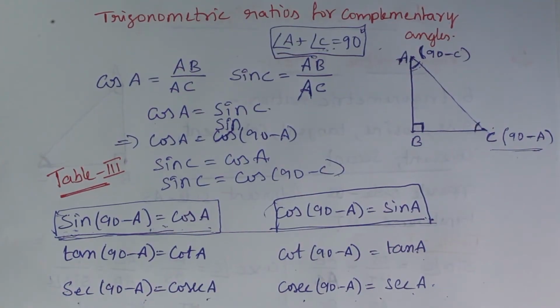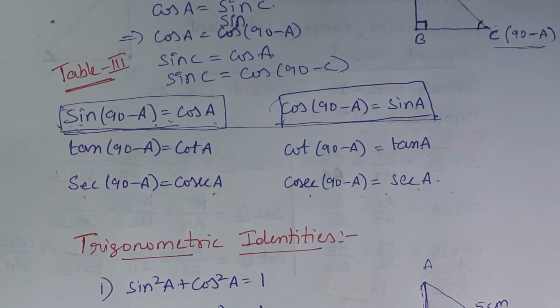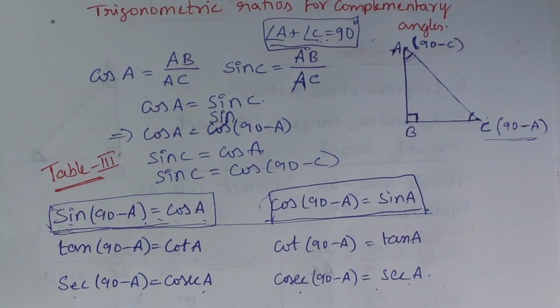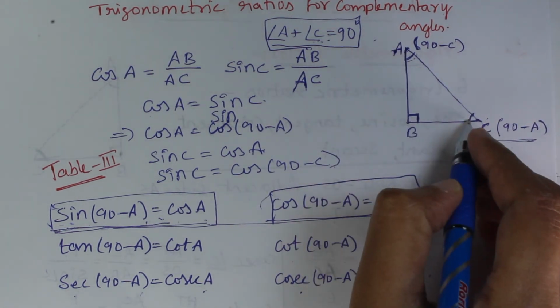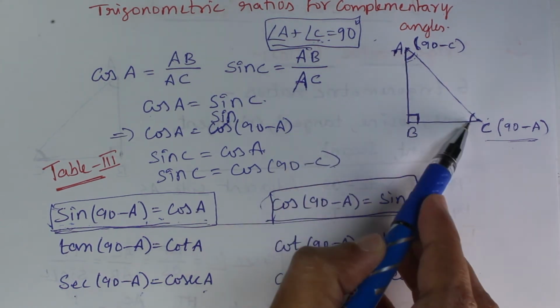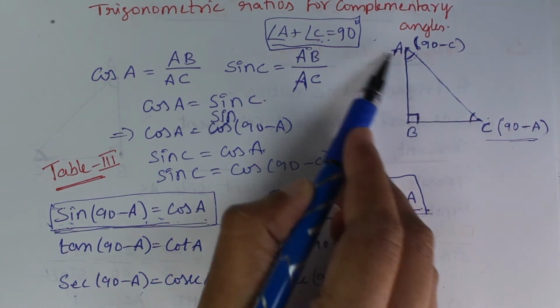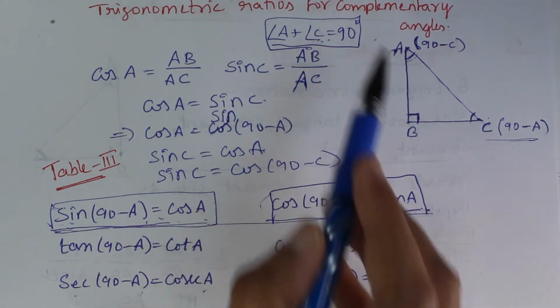Now let's look at the next important topic, trigonometric ratios for complementary angles. So this is table 3. Complementary angles are any two angles for which the sum is 90 degrees. If the sum of two angles is 90 degrees, they are called complementary angles. In this right angle triangle ABC, A and C become complementary angles. Why? Because angle B is 90 degrees, then the sum of A plus C becomes 90 degrees. That's why A and C are complementary angles. Angle A plus angle C is equal to 90 degrees.